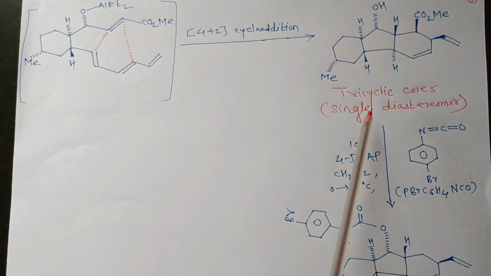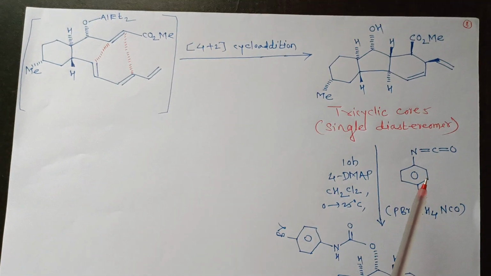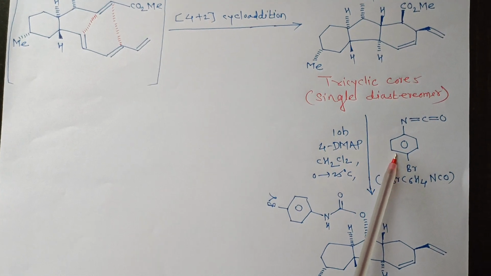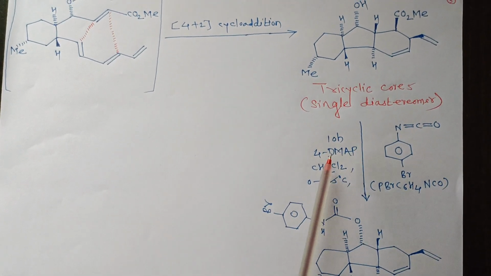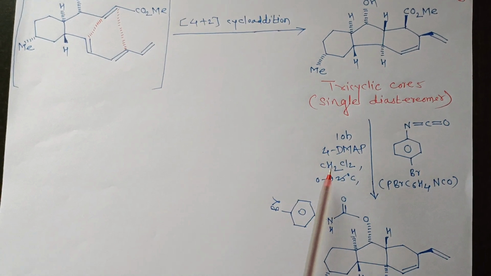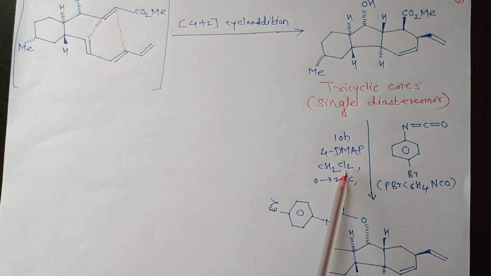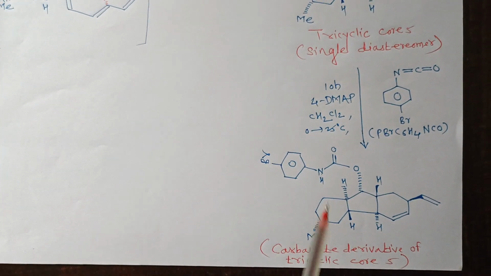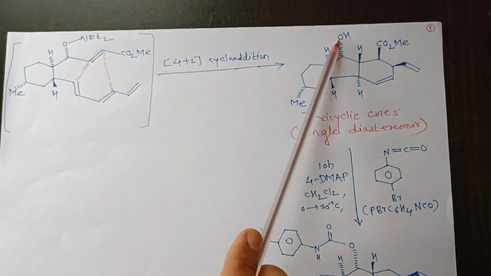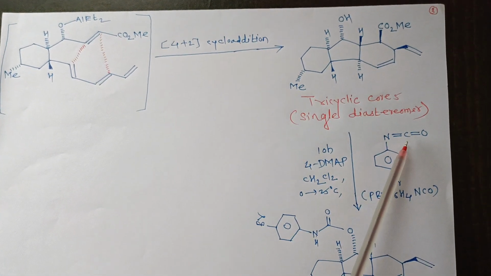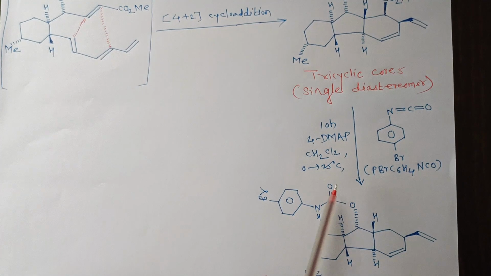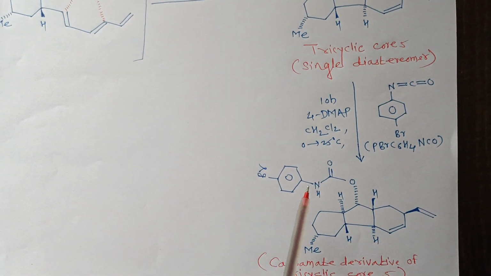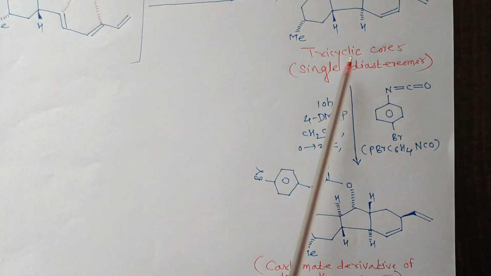In the next step, that tricyclic core 5 was allowed to react with para-bromophenyl isocyanate. This is the structure of para-bromophenyl isocyanate, in presence of a catalytic amount of DMAP and in CH2Cl2 solvent. There is formation of the carbamate derivative of tricyclic core 5. So here the electron pair on oxygen attacks this carbonyl carbon, and there is formation of such type of carbamate derivative of tricyclic core 5. So here I have completed the synthesis of tricyclic core 5.